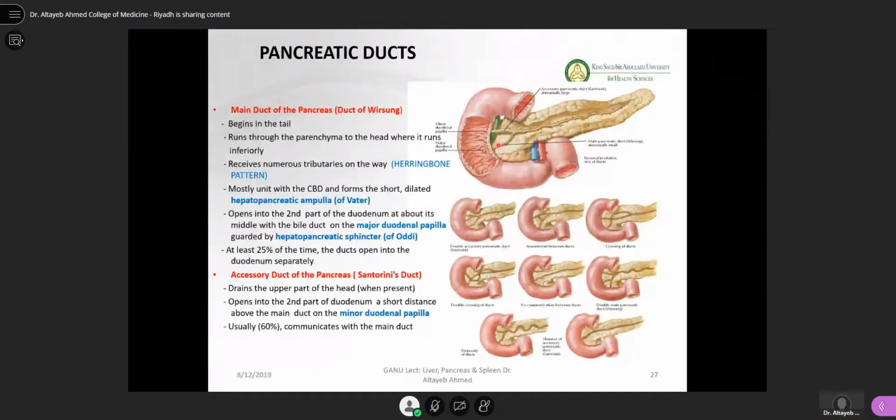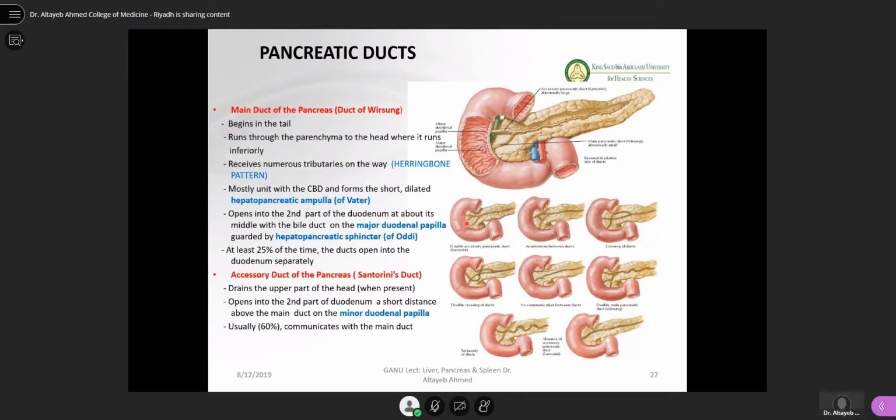Why do I need to know this? Because later on, there is what we call Whipple resection for carcinoma of the head of the pancreas, where we usually remove the duodenum in addition to the head of the pancreas and do an anastomosis between the pancreatic duct and the jejunum. You need to be aware of the different patterns of ducts.